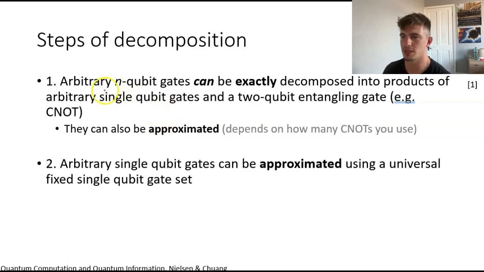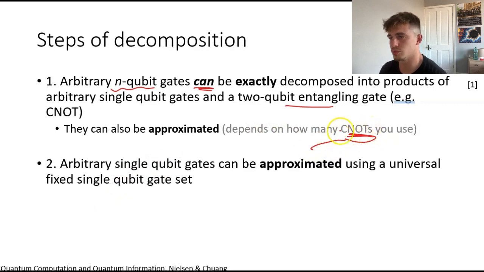So here what we're saying is basically what I've just said, but a little bit more neatly. Any n-qubit gate can be exactly decomposed into products of arbitrary single qubit gates and a 2-qubit entangling gate, for example a CNOT. And the reason that I've said can here is because we can exactly decompose it if we want to, or we can approximately decompose it. And it just depends on the number of the 2-qubit entangling gates, in this case the CNOT, we use. And you might be thinking, well, why would we approximate it if we can exactly decompose it? And we'll come on to that later.